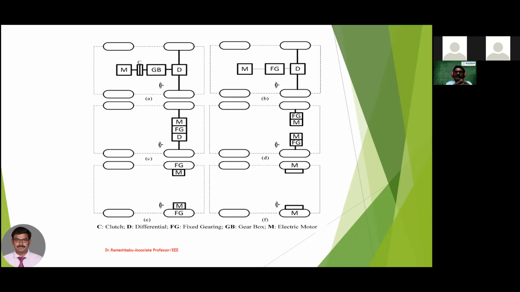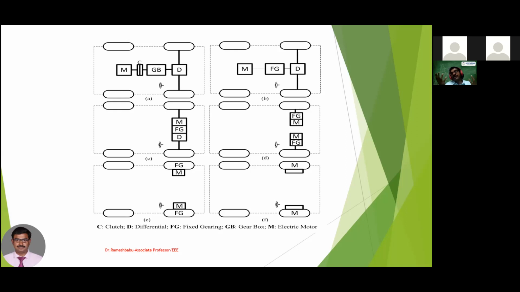So this is the first configuration. There, a motor will be there, a clutch will be there, a gearbox will be there, and your differential will be available. And in the second case, you can see a motor, there's no clutch, and a fixed gearbox. It is called a fixed gearbox and differential. Some automated cars are built this way. Motor, fixed gearbox, and differential. This is the second type of configuration.